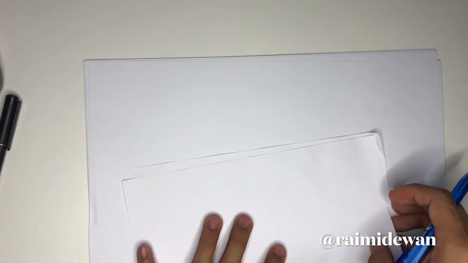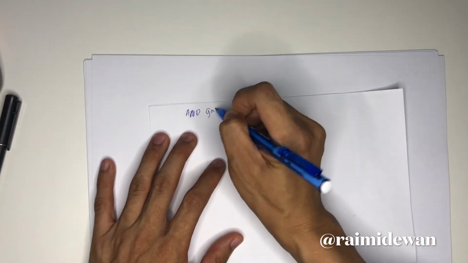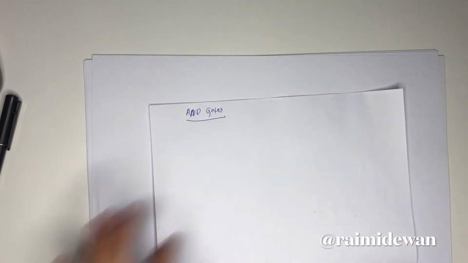Let me go for the first one, the AND gate. As we learned previously in binary multiplication, when everything is 1, you will have 1 as the product of multiplication. But if you have at least one 0, then the multiplication will result in 0. So this concept of multiplication is actually used in the AND gate.